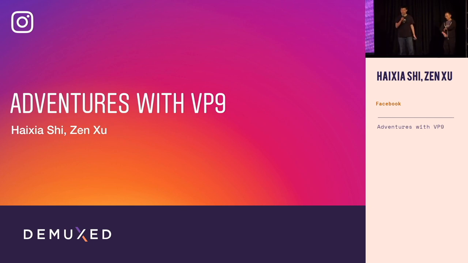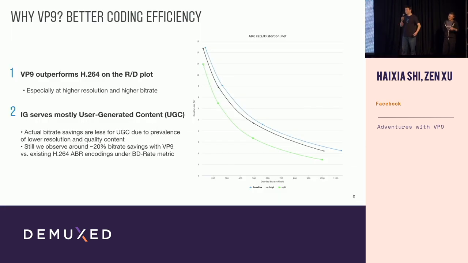So today, we're going to talk about how we transcode users' Instagram videos in VP9 and deliver them for playback on Android devices. First of all, I'm going to start with the server side. At Instagram, we serve over 1 billion active users who upload hundreds of millions of videos per day. The majority of those videos are still encoded in H.264 format.